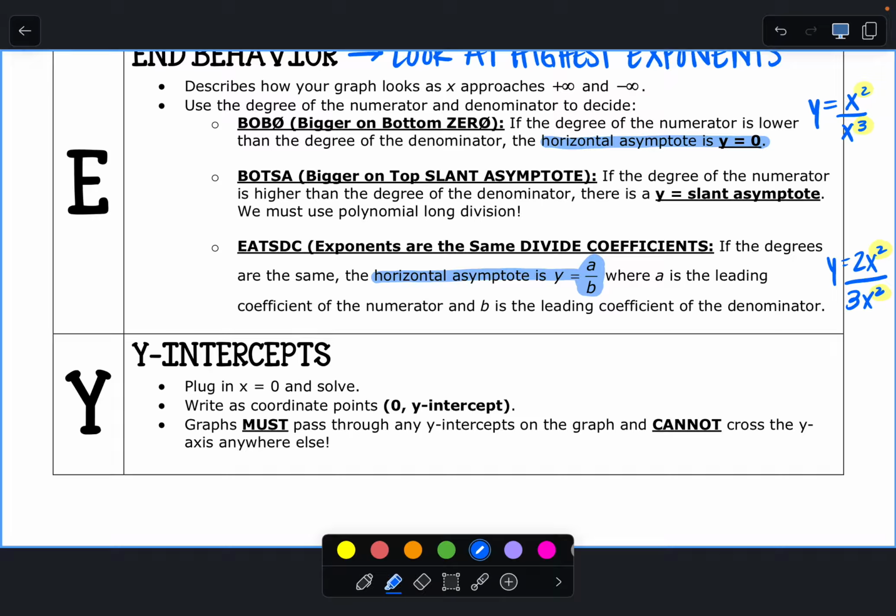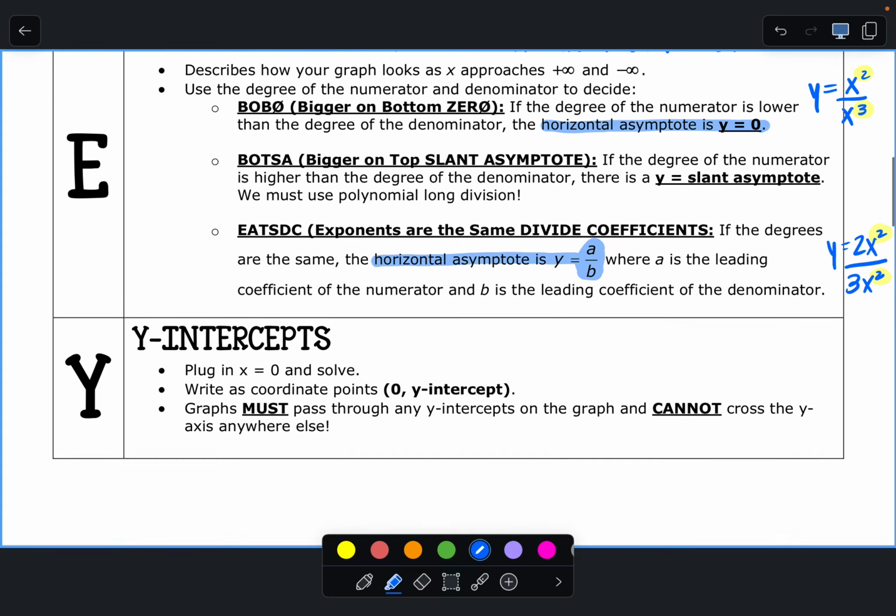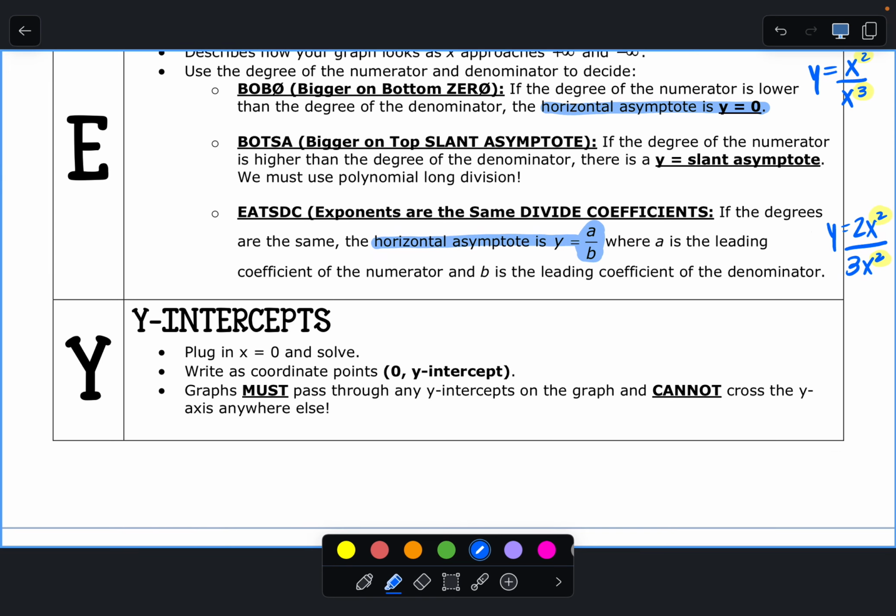So in this case, in my example that I just made up, it just came out of nowhere. It's not anything tied to anything else. I would have a horizontal asymptote of y equals 2/3. So if they are the same, you just divide the numbers in front. Now, sometimes there are other things. It'll say like x^2 plus 2x plus 5. Does not matter. You're paying attention to the term with the highest exponent. So that's going to be our horizontal line.